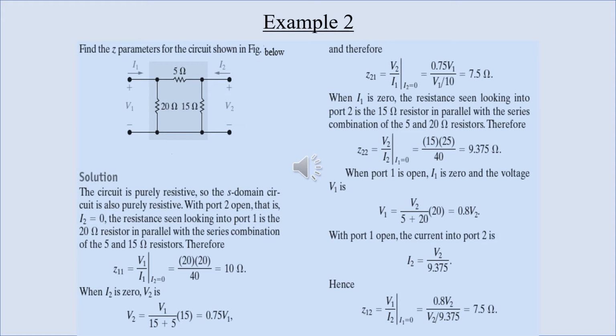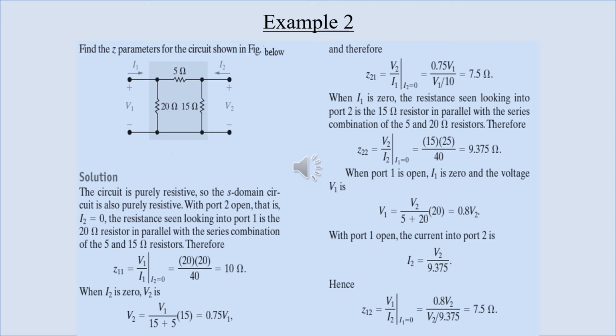Doing this, we will see that our 5 ohm and 15 ohm resistors are in series. Both of them are in parallel with the 20 ohm resistor. So our Z11 formula is V1 over I1, and our V1 from there will be equal to 20 in parallel with the 20 ohm resistor multiplied by our I1, and 20 in parallel with 20 ohm will give us 10 ohms. So V1 will be 10 I1 divided by I1, and that will give us 10 ohms.